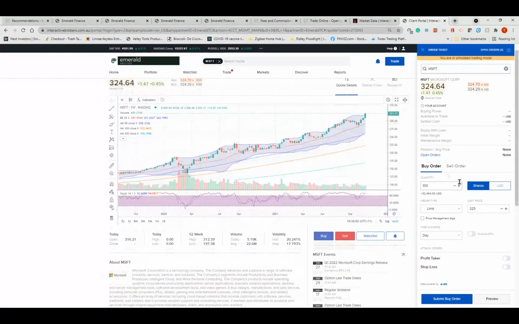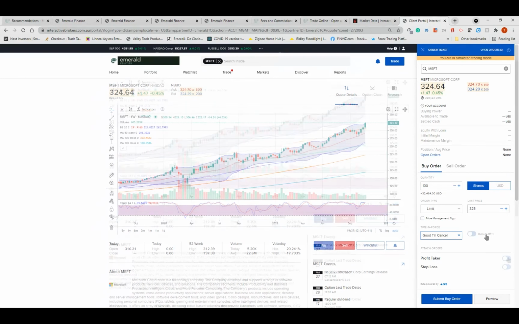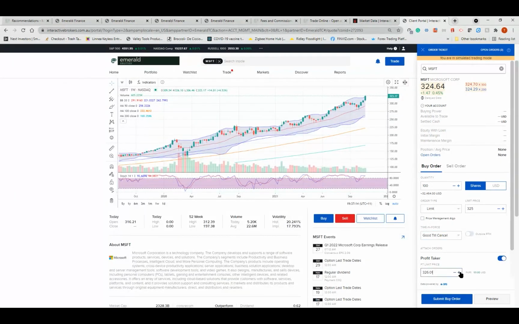But what I love about this platform, guys, is the order management types are fantastic in that you can put your profit taker order in, you put stop losses in. They're very easy to place, okay? So if I want to set this trade as a good to cancel, this will go in good to cancel. So it means it'll go in every single day until it gets filled at 325. All right. Then I can put a profit taker order in that will kick into play if I get filled.